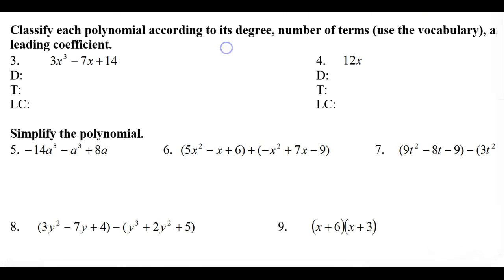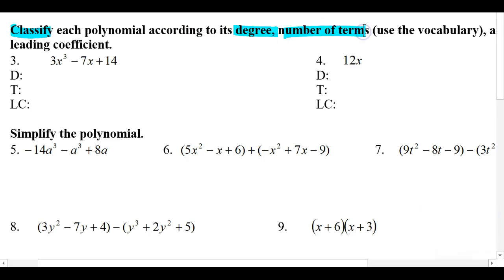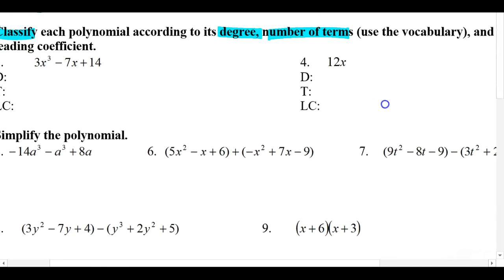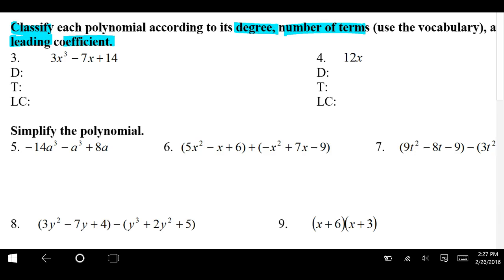Now the next one says we need to classify each polynomial according to its degree and number of terms, and remember, use the vocabulary, and identify the leading coefficient. Okay, so let's take a look at this problem here. It's nice because it's already in standard form, and we want to make sure it is, because if it's not in standard form, then we need to put it in standard form, and then we can figure out the rest of the polynomial. So the first thing it says is the degree. The degree comes from the highest exponent. Let's take a look.